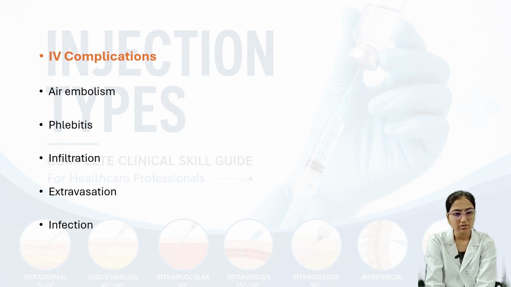Intravenous complications. Here, air embolism. It occurs when one or more air bubbles enter into the vein and block the blood flow. That is nothing but an air embolism. And then phlebitis, that is inflammation of veins, infiltration, and then extravasation. Extravasation is nothing but the leakage of excessive fluid, and then infection. These are the complications of intravenous.